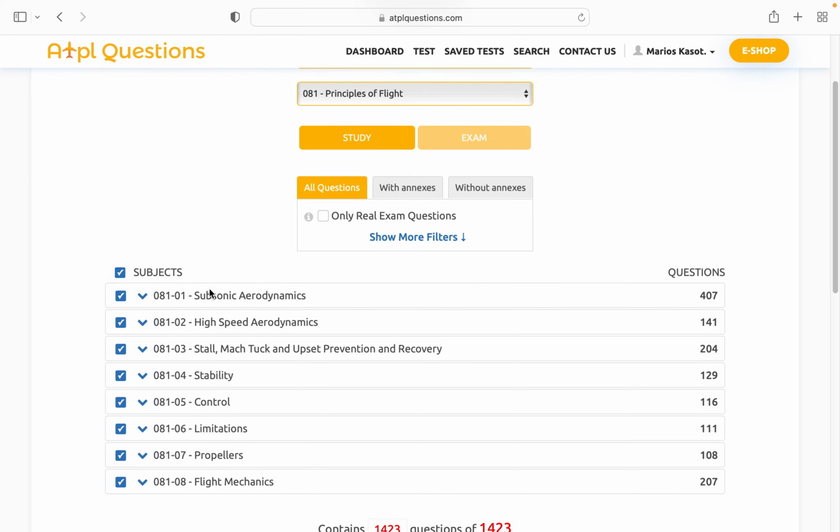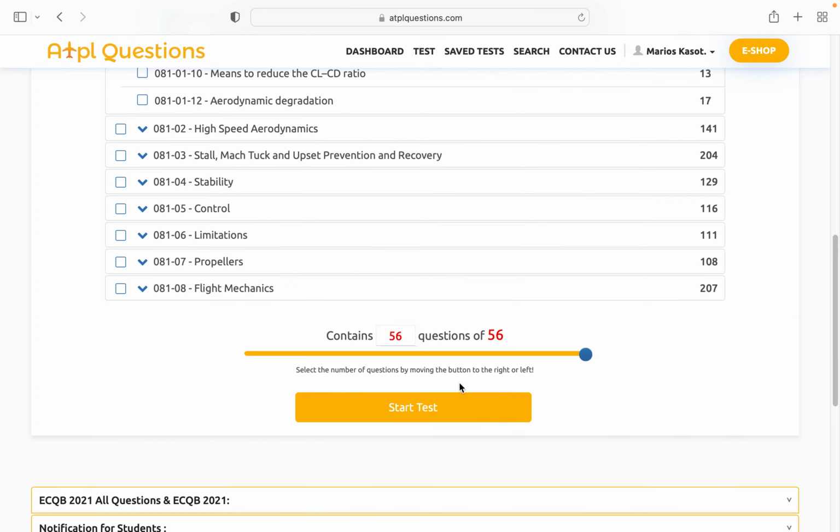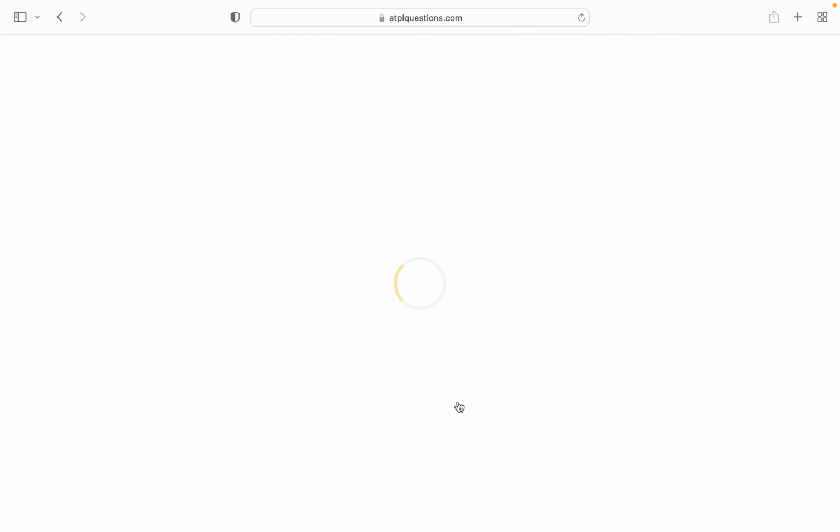Today's lesson will be about two-dimensional airflow around an aerofoil. As we can see here, it has 56 questions and again we are going to pick 30. So let's get started.